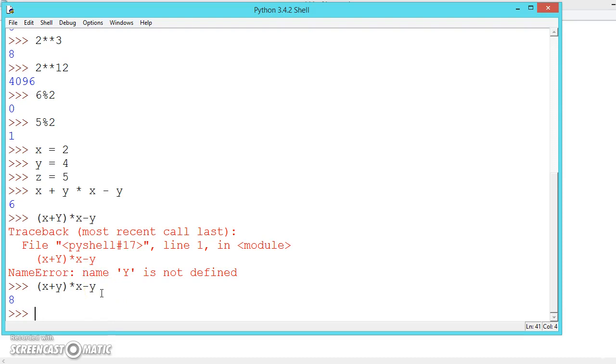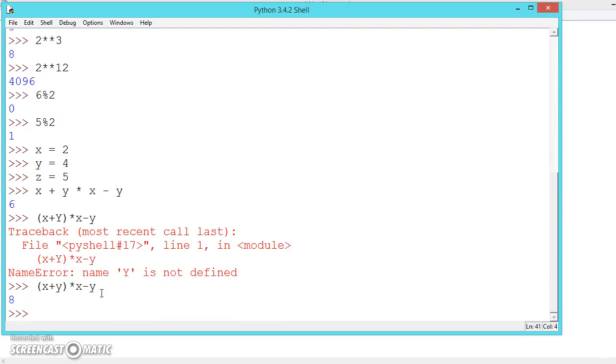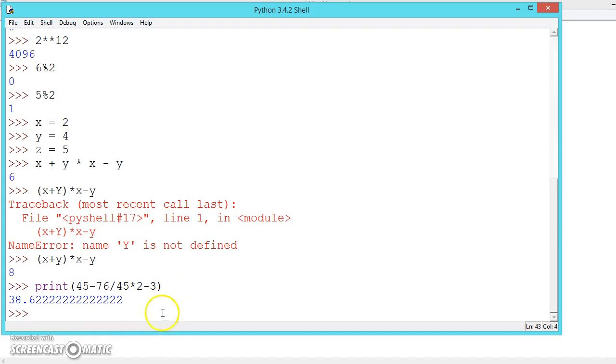So this is all about the mathematical operations we can do. We can assign it to the variables, we can print it, like we can write anything inside print. Inside that we can write 45 minus 7 divided by 2 multiplied by 2 minus 3. So in this, what will first happen? First multiplication will happen, then the division will happen, then subtraction will take place. This gives the result 38 point something. This is a floating point.